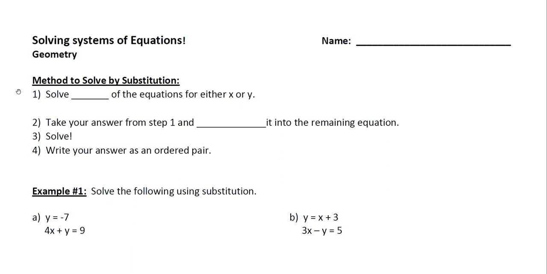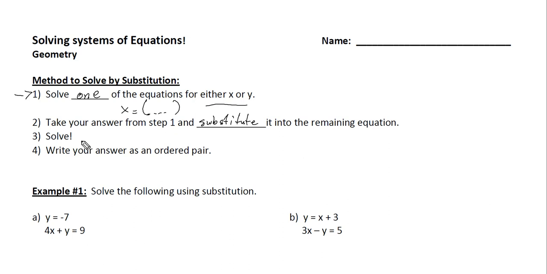First, we are going to solve one of the equations for either x or y. Once we get x equals or y equals something, we're going to take that answer from step 1 and substitute it into the other equation. So we're using one equation to solve for x or y. Once we've solved that, we're substituting this value in for either x or y into that equation. That'll allow us to solve for one of our variables.